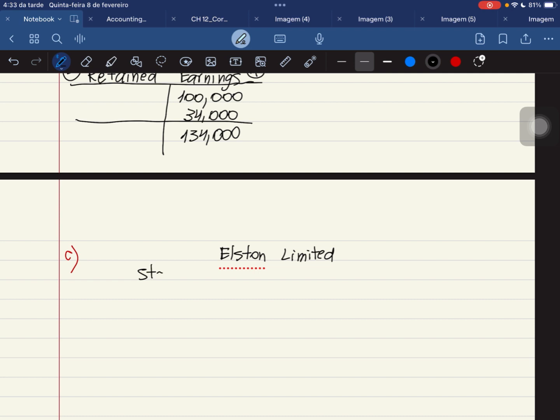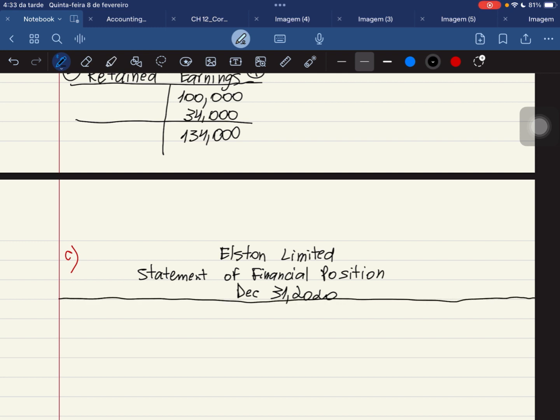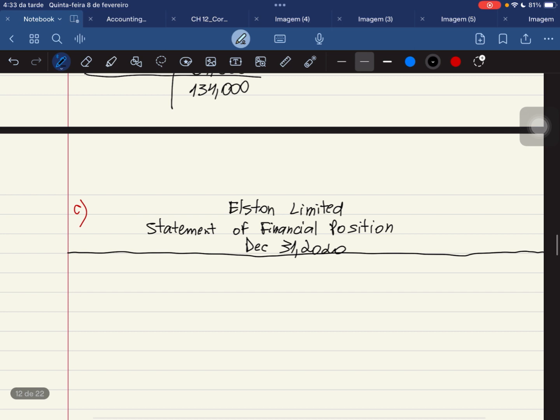In this case, it is a statement of financial position. And after that, you would have the date. I believe it is December 31st of 2020. Then you'll have a line separating the title from the information below. And equity, that is equal to your raised capital plus your earned capital. And then you have to deduct that from the treasury shares.